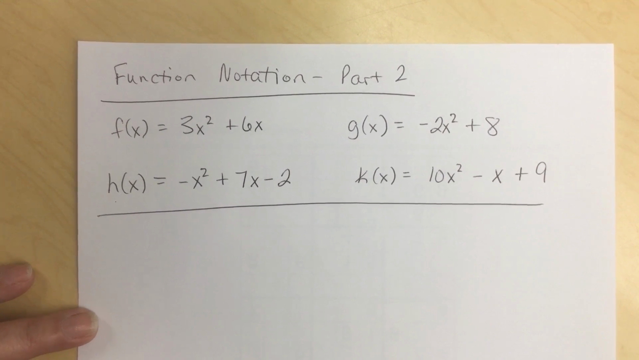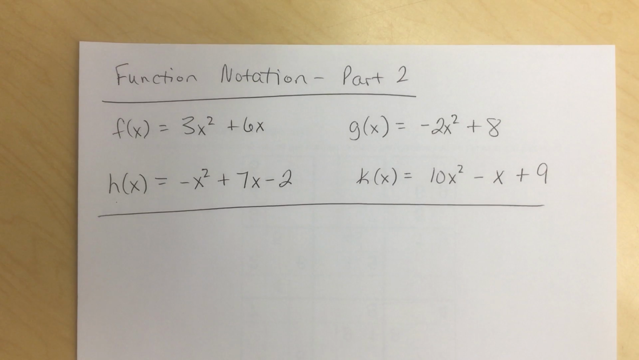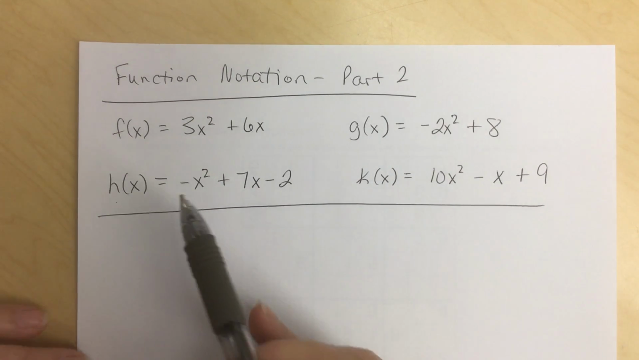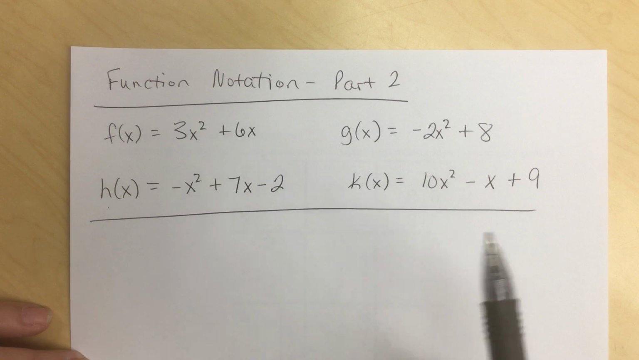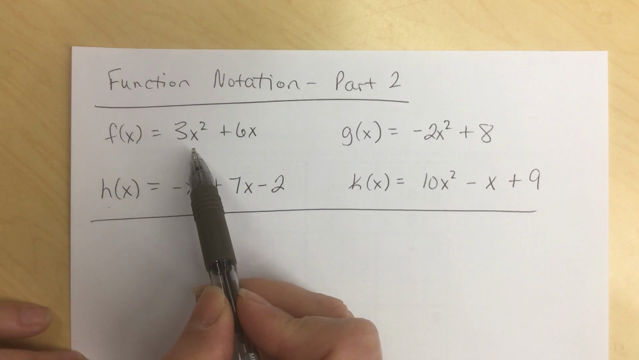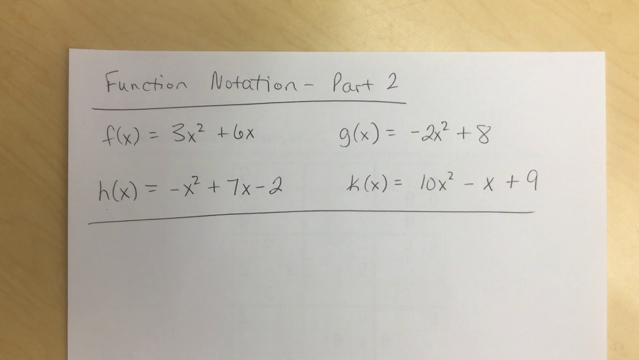Okay, so on this section, we're going to do function notation, which is the same thing. We're going to be plugging numbers in. The only difference is I've got new functions, and these functions are quadratics. They're called quadratics because they have an x squared in them. So this will also help you practice order of operations, okay?